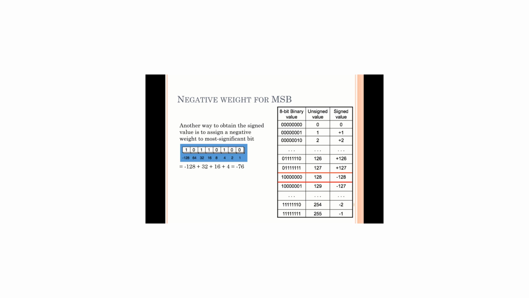All right. So here is one more example. Another way to obtain a signed value is to assign a negative weight to the most significant bit, right? And this is the example I showed you earlier to prove that the two's complement method is correct.